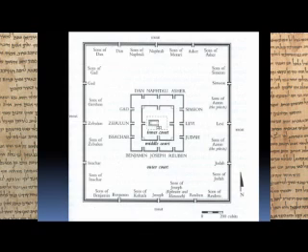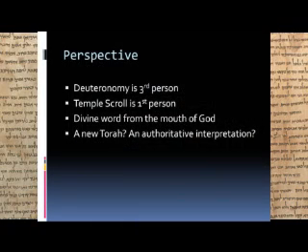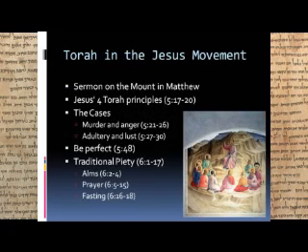What's particularly interesting, though, is a shift that occurs in the Temple Scroll. Whereas Deuteronomy is in the third person, the Lord says, the Temple Scroll is written in the first person, as if the Lord himself were speaking. So, my temple, my city, I say. It's a divine word from the mouth of God, a new Torah, an authoritative interpretation. This becomes quite interesting when we compare that movement to Jesus' Sermon on the Mount, where Jesus talks about not one piece of the Torah passing away.